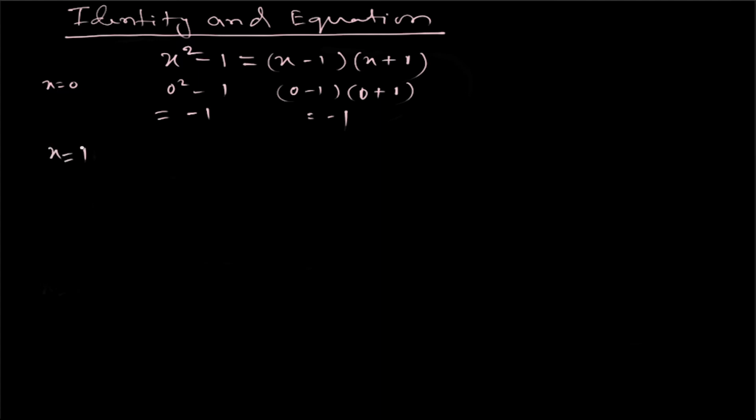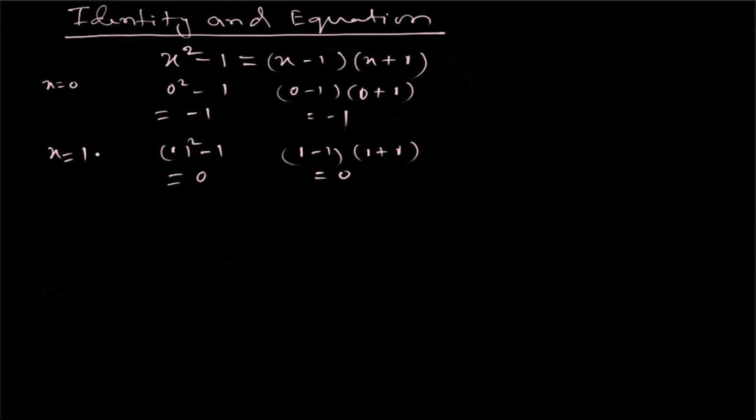Let us take another value, x is equal to 1. So it will be 1 square minus 1. So in the left hand side it is 0. In the right hand side, 1 minus 1 into 1 plus 1. Oh sorry, 1 minus 1 is 0. So it is equal to 0. So left hand side and right hand side values are the same.